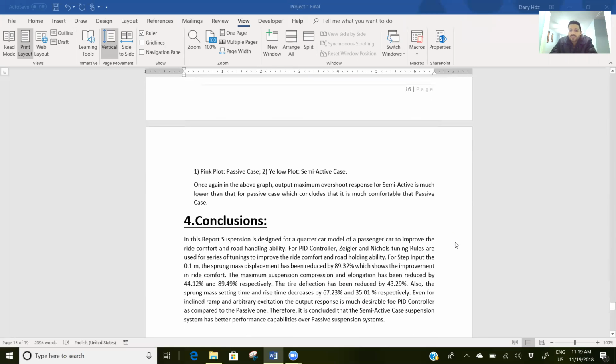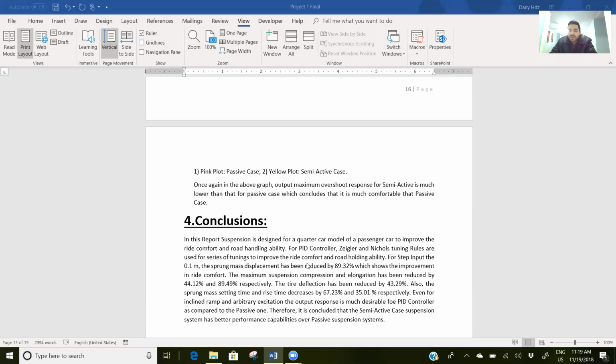As a conclusion, in this report, the suspension is designed for a quarter car model of a passenger car to improve ride comfort and road holding ability. For the PID controller, Ziegler and Nichols tuning rules are used for a series of tuning to improve the ride comfort and road holding ability. For a step input of 0.1 meter, the sprung mass displacement has been reduced by 89.32%, which shows the improvement in ride comfort.